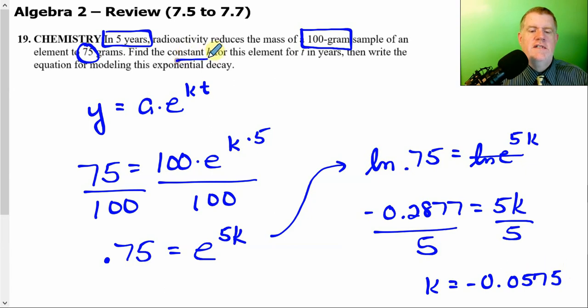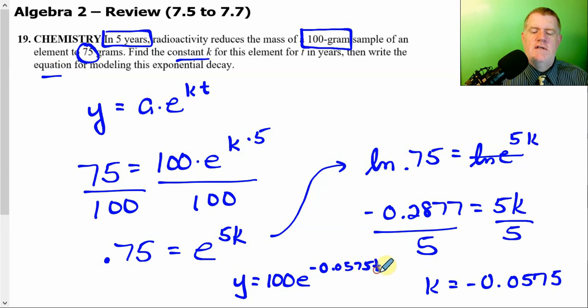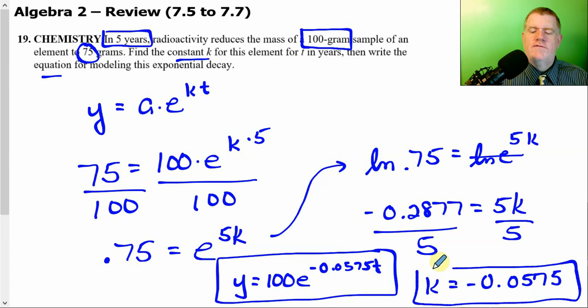All right, find the constant k, which we did, then write the equation. So the equation will be y equals 100 e to the k. The k is 0.057. Whoops, try that again. -0.0575 t. So we found the value that makes it go down, and t is the time. So if I want to know what happens in 20 years, I plug 20 in for t.